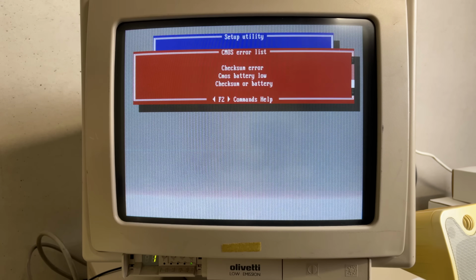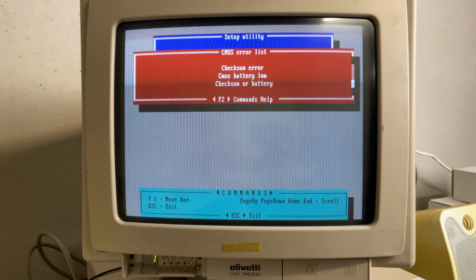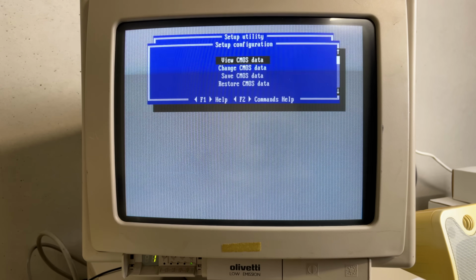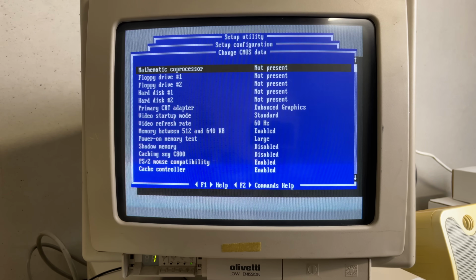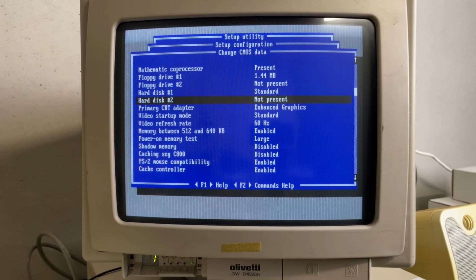Let's see what the computer is trying to tell us now. Now we get this checksum error, CMOS battery low, meaning that the battery in this computer is dead. And I'm guessing this is not going to be some easy replaceable coin cell battery. It's probably going to be some Dallas RTC chip, which is soldered directly onto the board in some god-awful place somewhere on the motherboard using Italian super solder, which will be very difficult to remove.